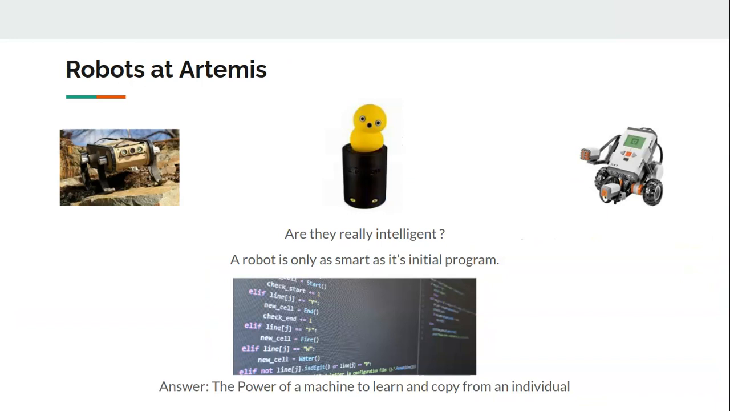The next picture that you see below there is just an example of what a code looks like. Sorry. So we said the power of a machine to learn and copy from an individual, that's what we call artificial intelligence. But then, is a robot able to learn and copy from an individual? No, except if it has an artificial intelligence capability.